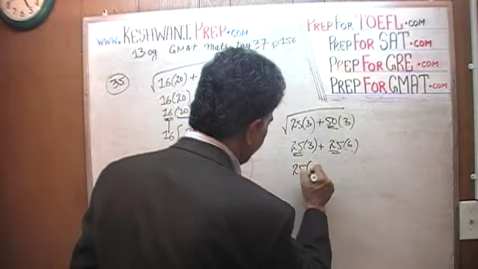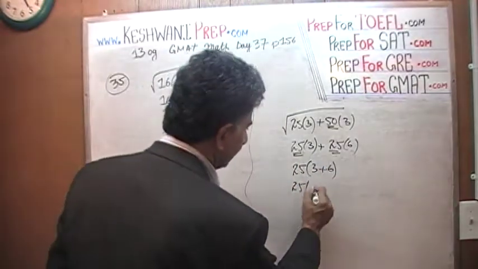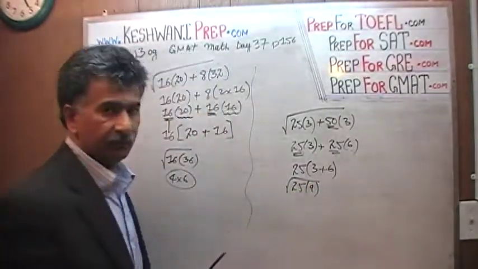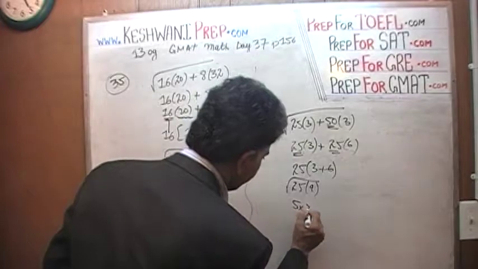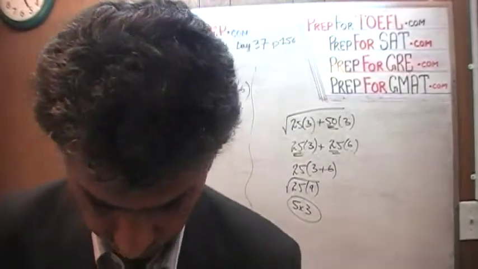Take out the 25 common and you're left with 3 plus 6, which is the same as 25 times 9. And once you arrive at that stage, taking the square root of that is a cinch. You just multiply 5 times 3, and of course we already knew the answer was 15. That was no surprise to us.